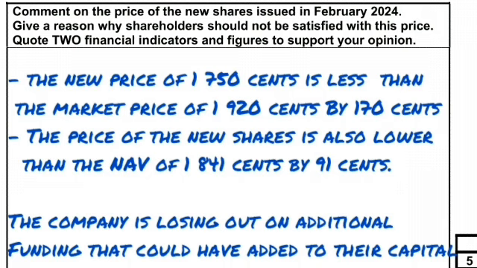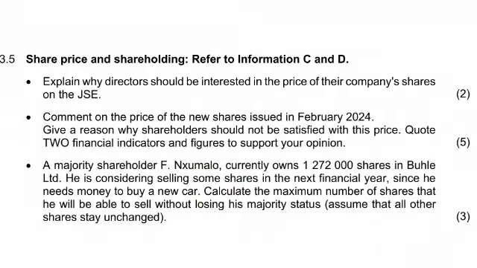The second bullet, the price of the new shares is also lower than the net asset value, so you can abbreviate it to NAV, of 1,841 cents by 91 cents. The comment, the company is losing out on additional funding they could have added to their capital. So we could have been making all of this money, and we are losing out on it. Instead of selling them at 1,750, we could have sold them at 1,920, and then that money will be adding to our capital. Hence that comment in the end.